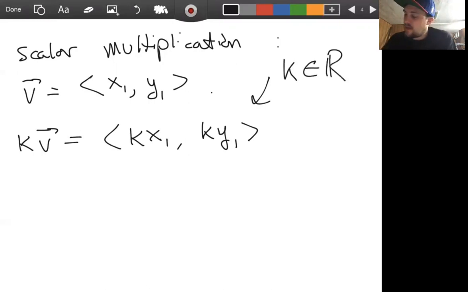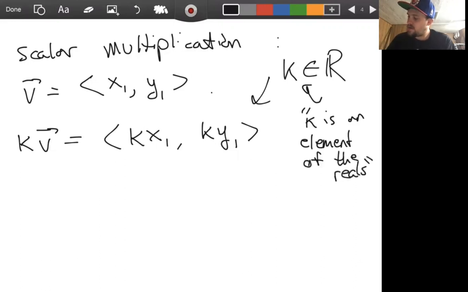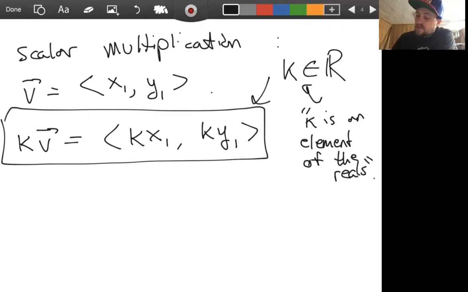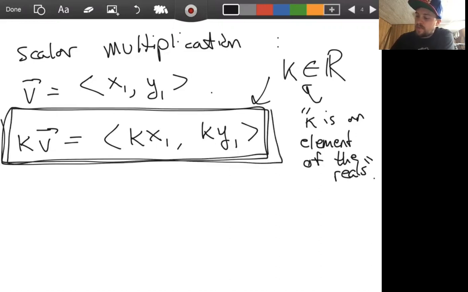So we say k is an element of the reals. Remember, this epsilon means "is an element of," and this script R means the real numbers. So here is how we represent a scaled vector in component form. You just scale each component. x1 and y1 are just numbers, k is just a number. So you take the product of k times x1 for the x component and the product of k times y1 for the y component.